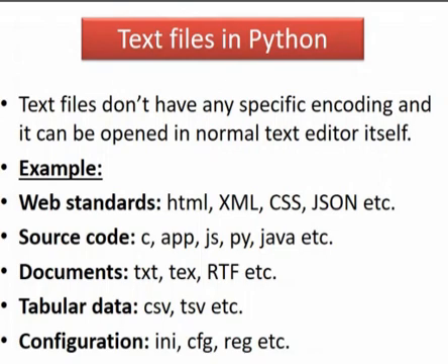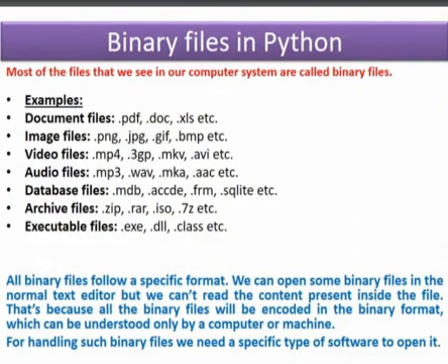Let us see what the examples for binary files are. Your document files, image files, video files, you can see what formats you can have. Database files, archives, executable files, meaning operating system files. So these are examples of binary files. These are not in the form of text. They can be in any form.